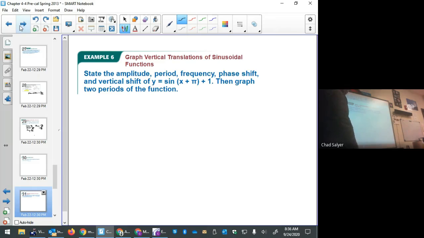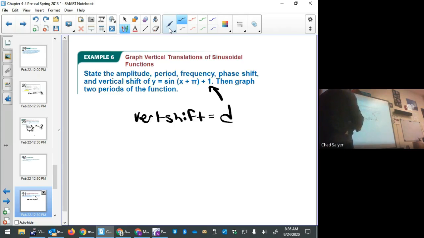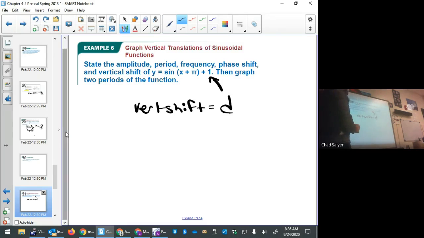Vertical translations are fairly trivial. You know, you just take the whole graph and you shift it up or down. There's no complex formulas here. The vertical shift is just going to equal that d value. So in this case, it's 1. So the amplitude of sine of x plus pi plus 1, like this, is going to be 1. It's the number that is out here in front of sine, and in this case there's none, so it's understood to be 1 times that amount.